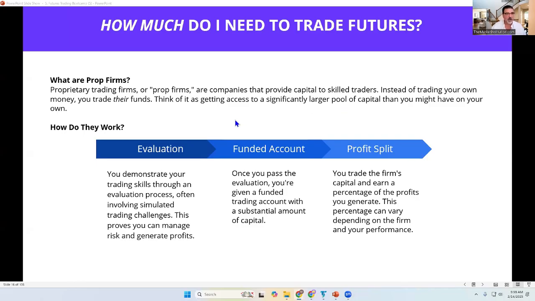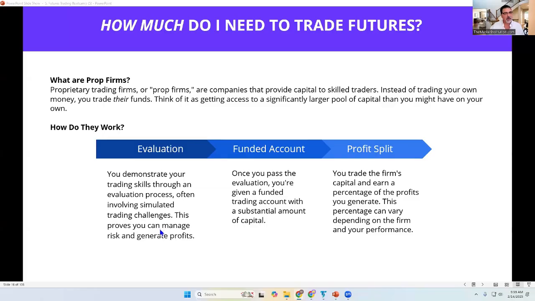Well, with many of these prop firms, okay, you go through an evaluation. Let's follow the trades that we're doing here in the live trading room. You demonstrate your skills through an evaluation process. Usually it's on the simulator, okay, and different little trading challenges. This shows them that you can manage the risk and generate profits.